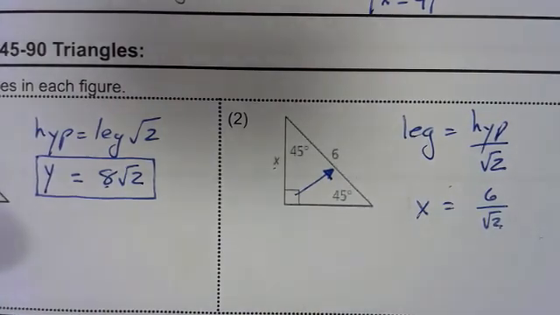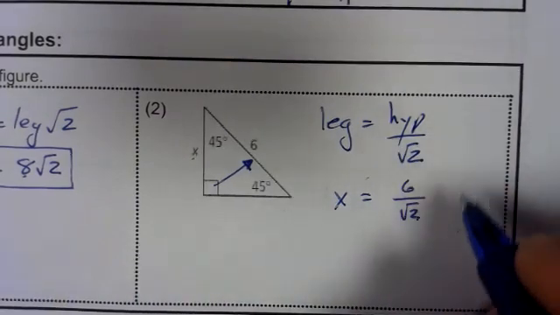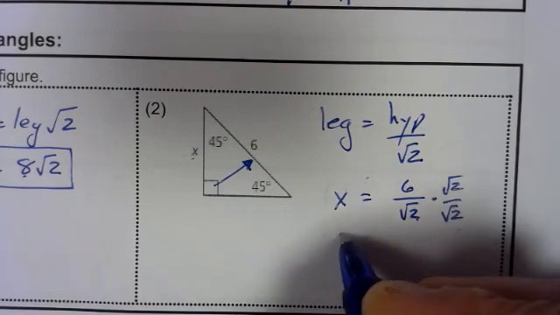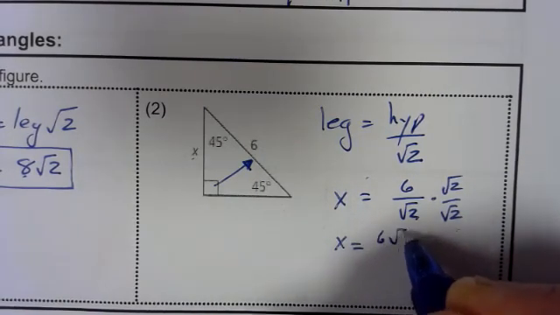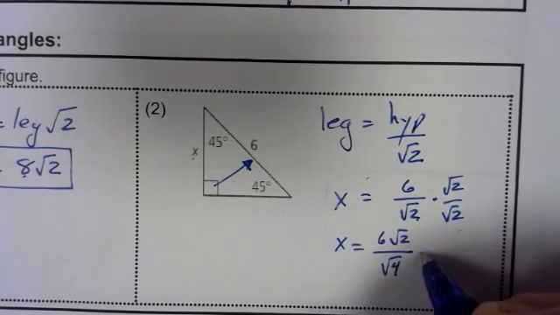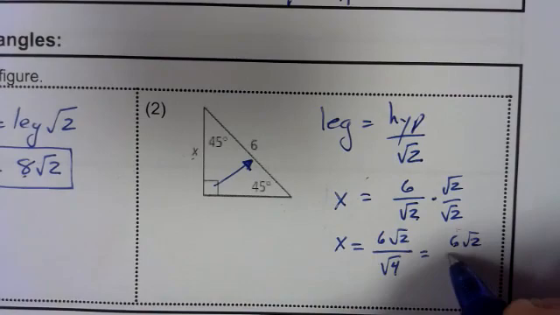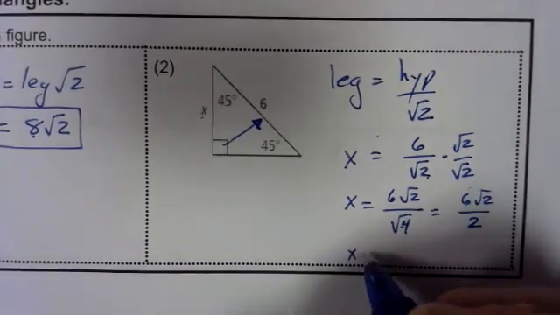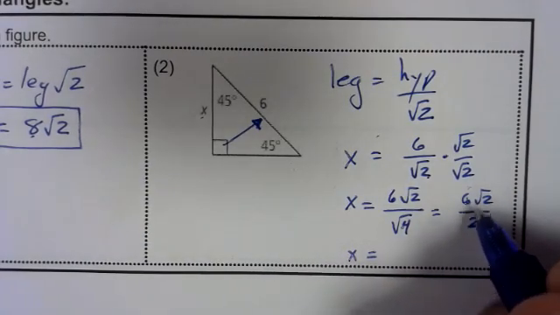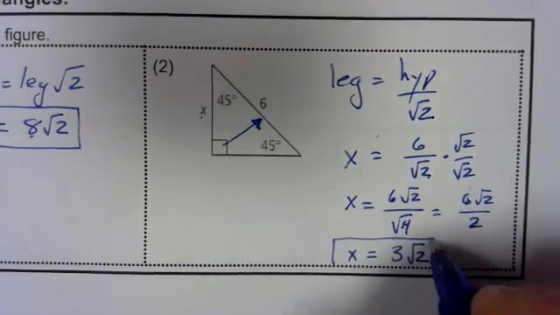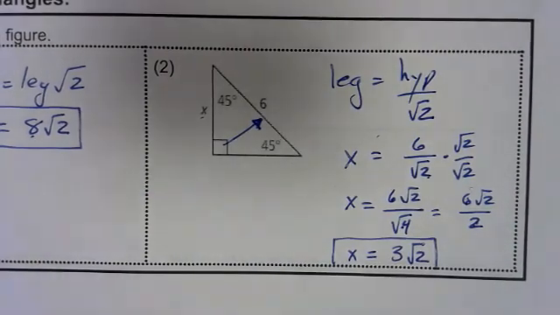Now, because I have a radical sign in the denominator, I'm going to need to rationalize that by multiplying top and bottom by root 2. All right, so this is going to give me X equals 6 root 2 on the top divided by root 4 on the bottom. That's going to equal 6 root 2 over 2, because the square root of 4 is equal to 2. Now, X is equal to 6 and 2 are outside, so I can reduce those. 6 over 2 reduces to 3 root 2. And I'm done there. Okay?